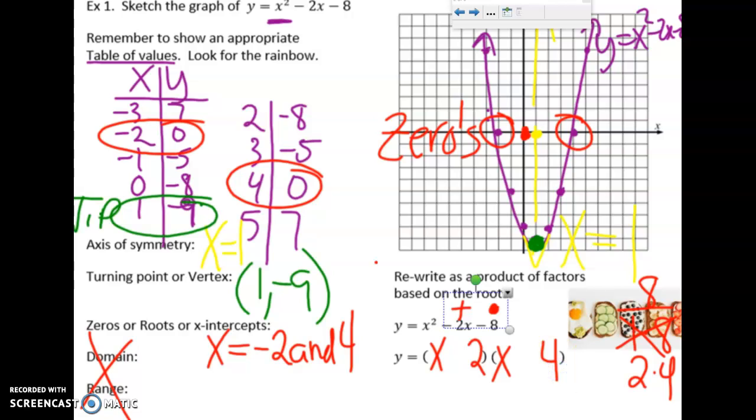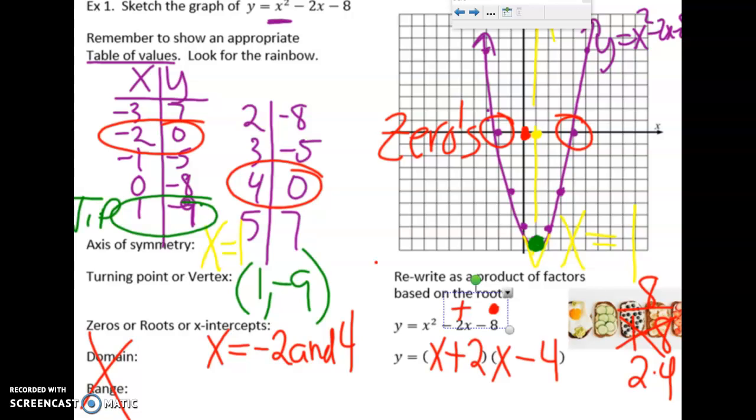But now I'm stuck with the signs, right? I got to get the right signs or else this isn't going to work. It multiplies to a -8 and adds to a -2. Well, if it multiplies to a negative, signs have to be different. If it adds to a negative, bigger numbers got to be negative. So 4 is bigger, that's the negative. 2 smaller, that's the positive. Signs are different, bigger number negative.